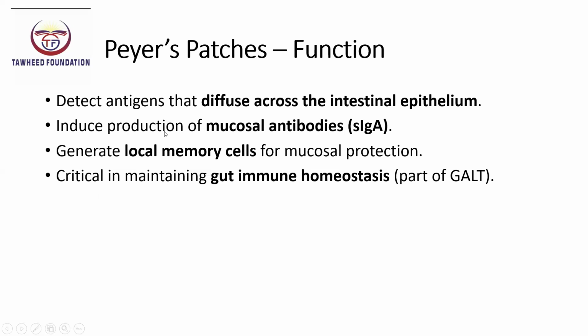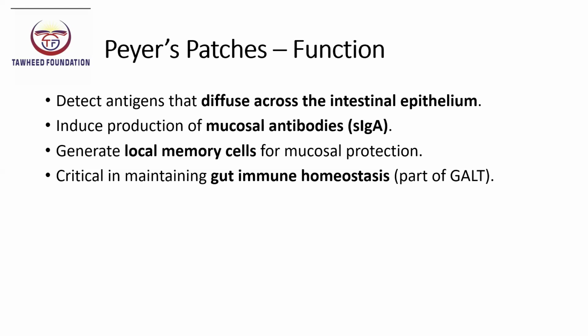Peyer's patches functions. The Peyer's patches are critical components of the gut-associated lymphoid tissue, that is GALT. Their primary function is to detect antigens that pass through the intestinal epithelium and to initiate mucosal immune responses. Upon antigen recognition, they stimulate B cells to produce secretory IgA, that is SIgA, antibodies that are secreted into the gut lumen. These antibodies neutralize pathogens and toxins, preventing their attachment and invasion.